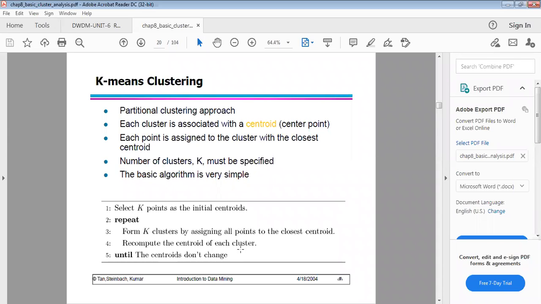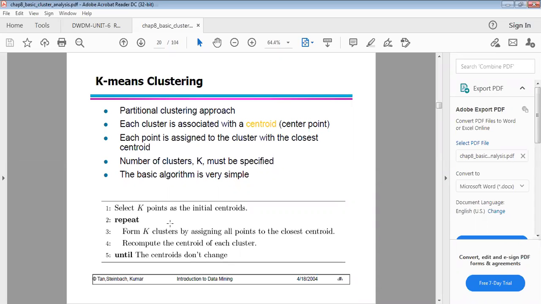Recompute the centroid of each cluster until the centroids do not change. For example, in the k-means clustering algorithm, you only have 5 steps. It's completely based on the centroid, that is the center point, based on which you have to implement this algorithm.